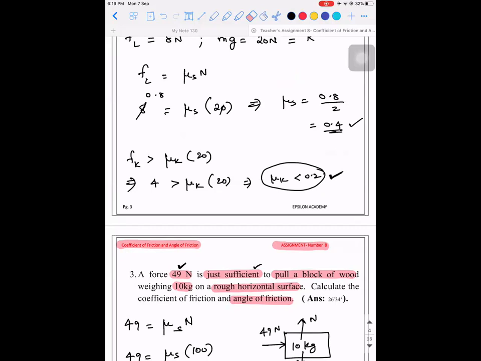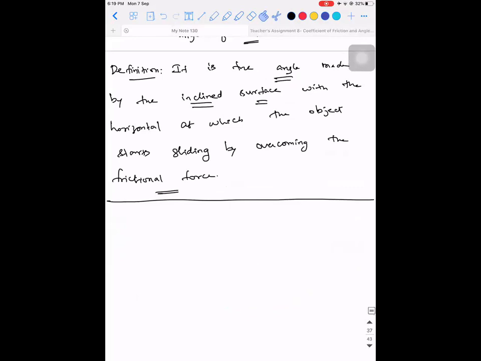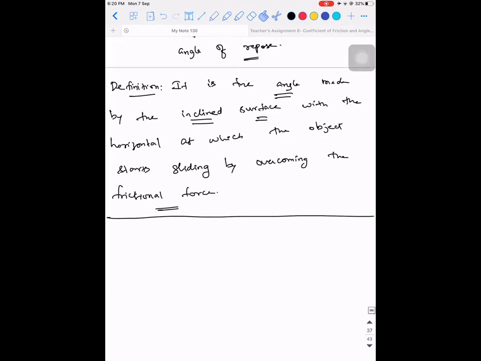Sir, can I see your definition? Sir, this is for angle of repose, no, sir? Yes, it is for angle of repose. Tomorrow I'll explain angle of friction. Okay.